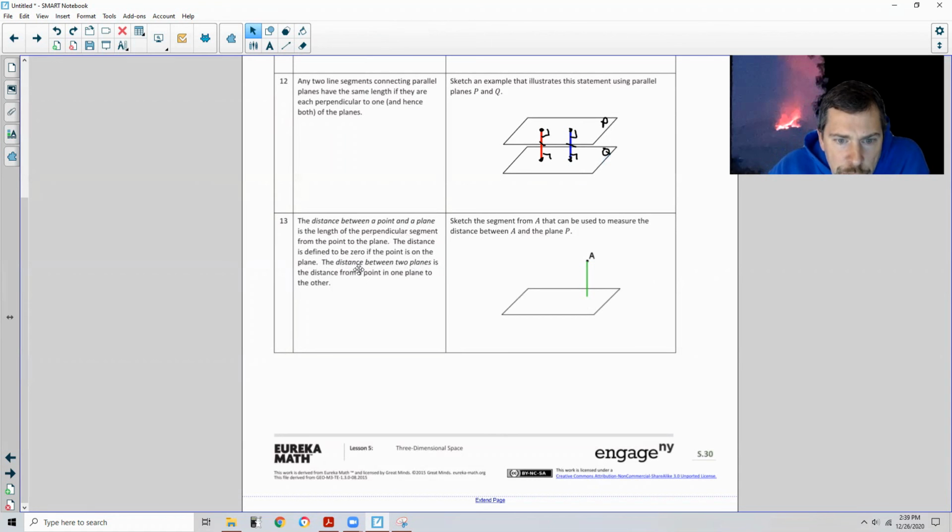The distance between the two planes is the distance from a point in one plane to the other. Sketch the segment from A that can be used to measure the distance between A and the plane P. Okay, so that segment, other endpoint would be here, and this is plane P. Okay, and it's perpendicular to that plane.